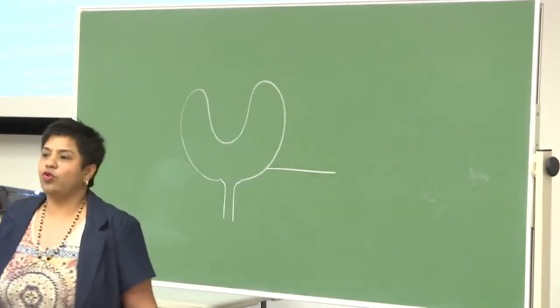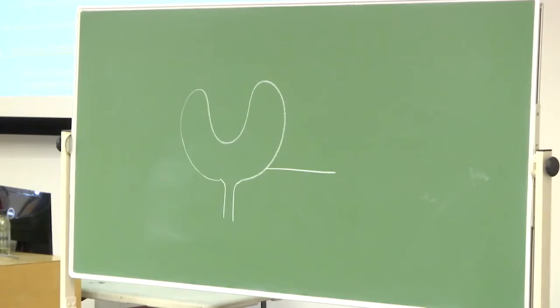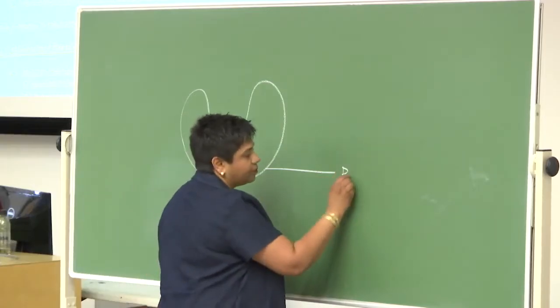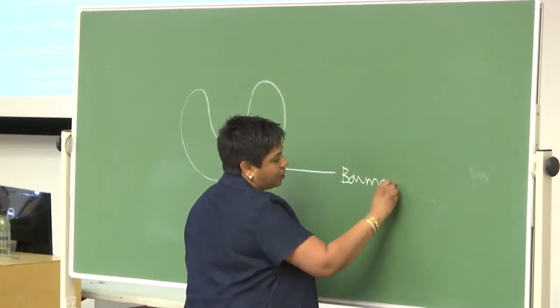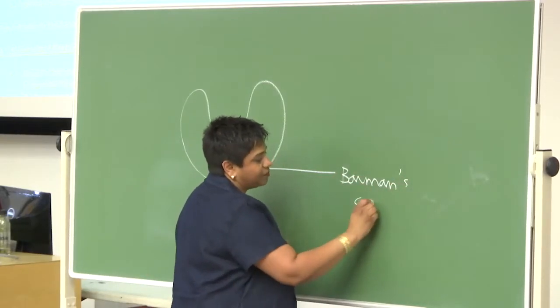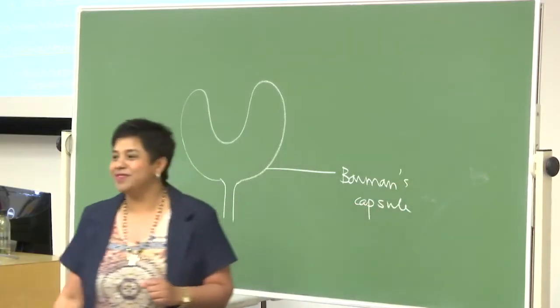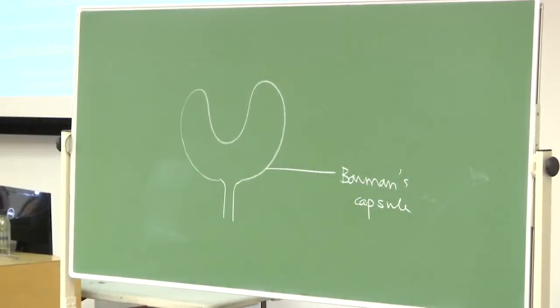The structure that I'm drawing, what is the structure called? Bowman's capsule. Bowman's capsule is with a capital letter because Bowman, he named it after himself. Okay, so that's the Bowman's capsule.